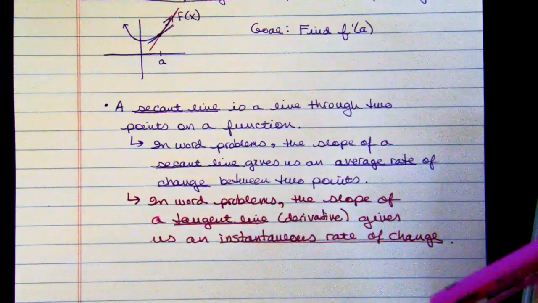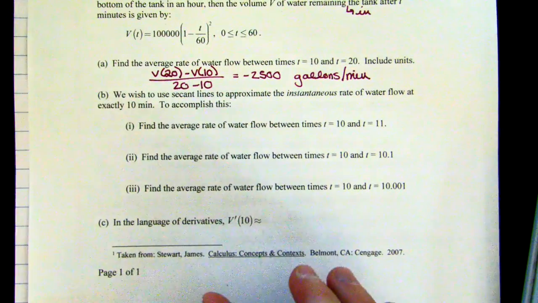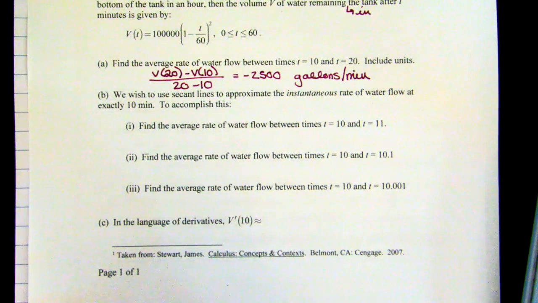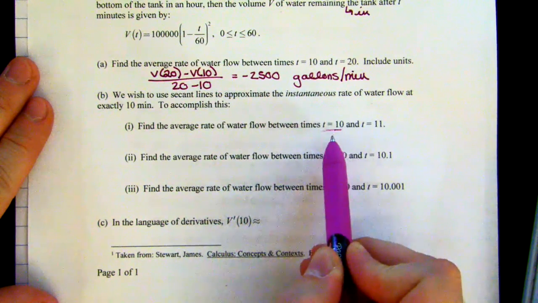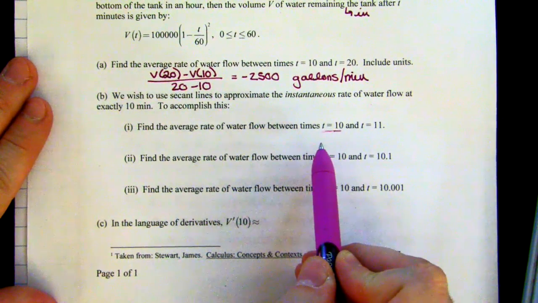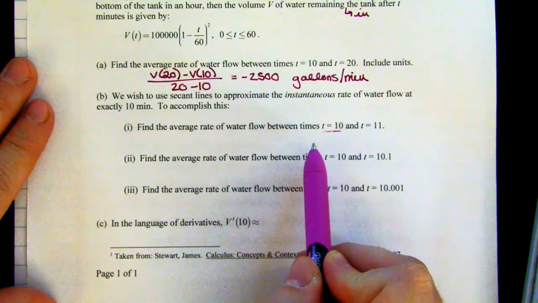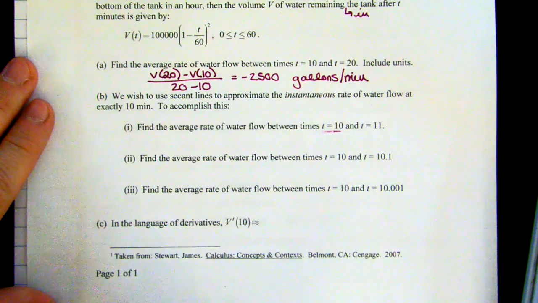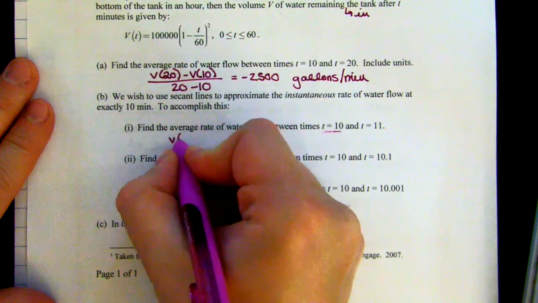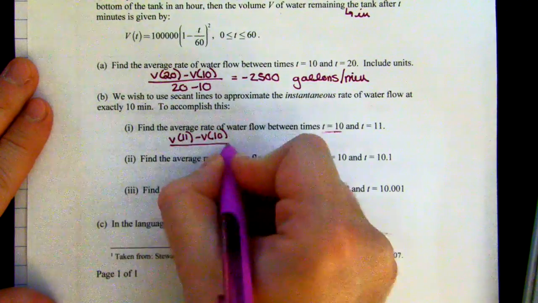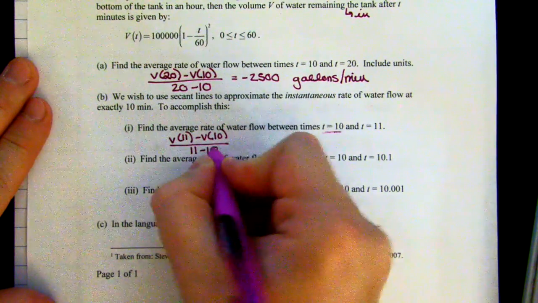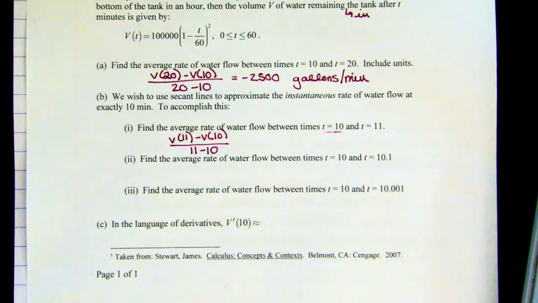If you need another moment, pause there. But let's take a look at how we can do this. We still don't know how to actually find the derivative at a single point. But I want to deal with t equals 10. How about instead I find the average rate of change of the water in the tank between time 10 and time 11. V of 11 minus V of 10 over 11 minus 10. This is not right at 10, but it's between time 10 minutes and 11 minutes. That's not a bad approximation.